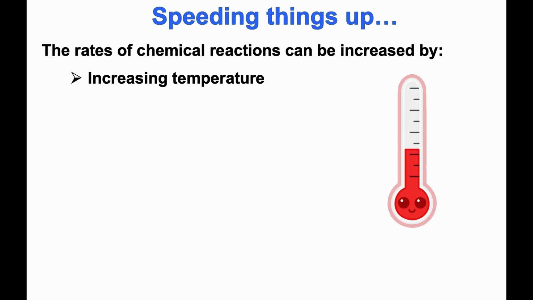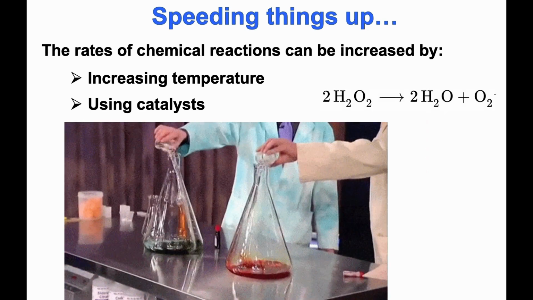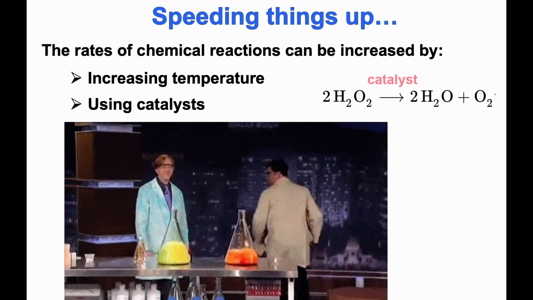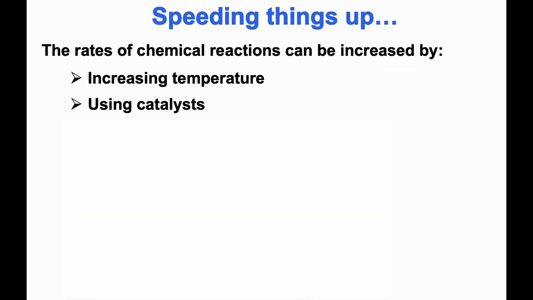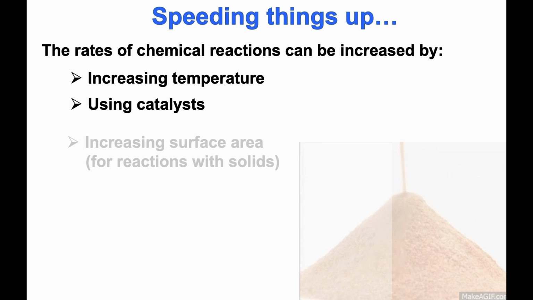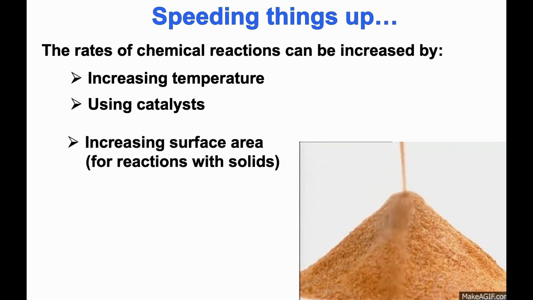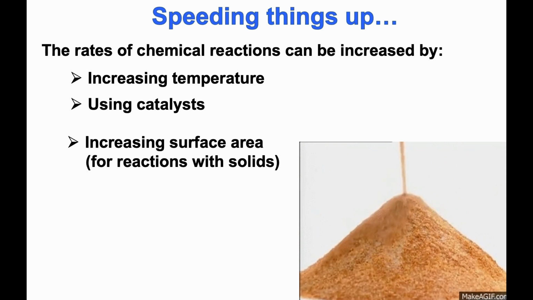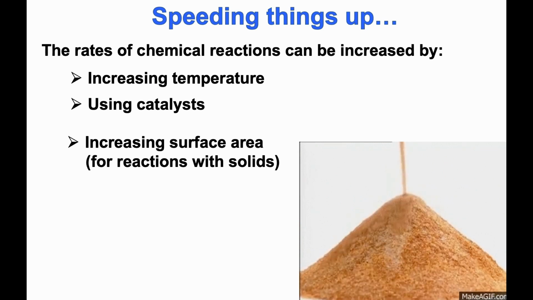Another way of increasing the rate is to use a catalyst. A catalyst, such as that shown here in this elephant toothpaste reaction, gives rise to a very rapid reaction. It's also possible to increase the rate of chemical reactions that are heterogeneous or involve solid phase reactants. The rate of a solid phase reaction generally increases if we increase the surface area that's available for the reaction.